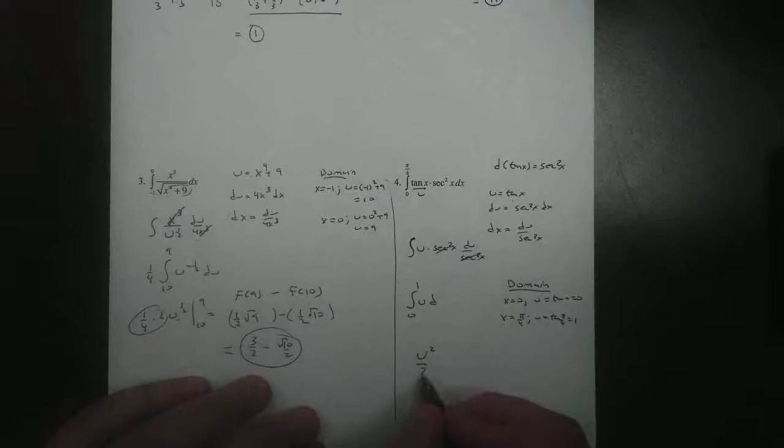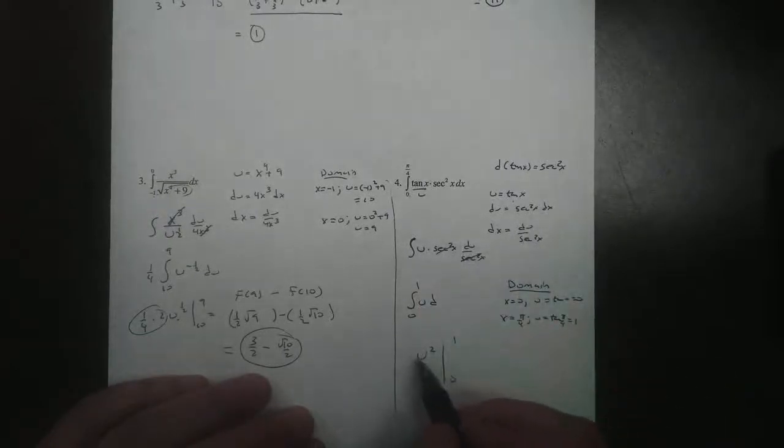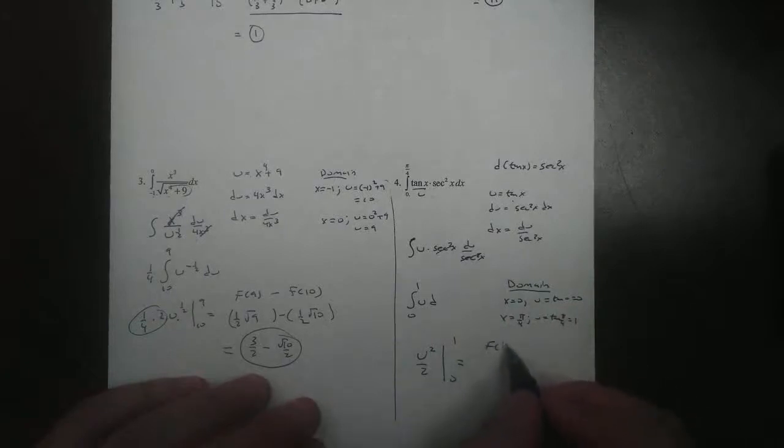And now I just use my fundamental theorem. I integrate, I get u squared over 2. We're in terms of u, so again, I don't have to put my u back in. Now, if I left this as 0 and pi over 4, I would put my u back in. But I changed my domain. So plug in the FTC. This becomes 1/2 minus 0, or just 1/2.